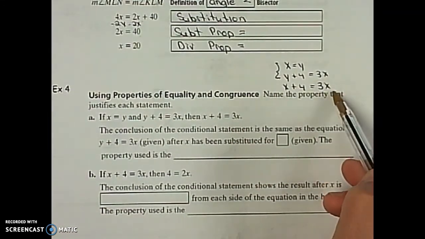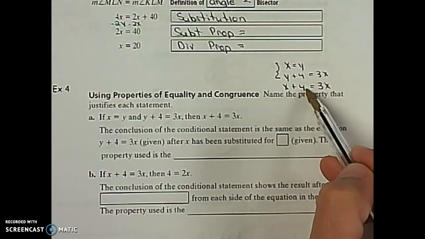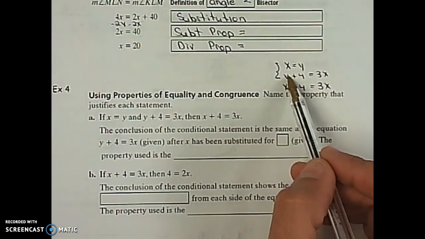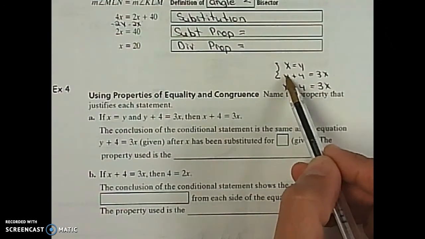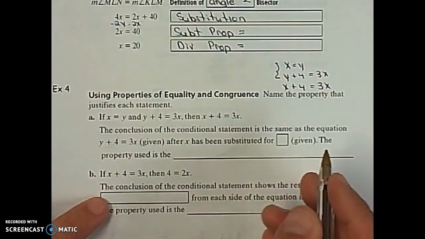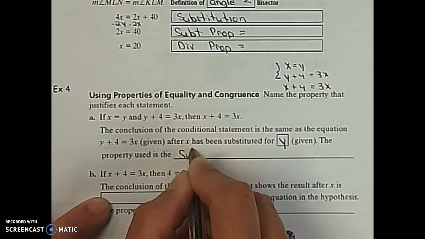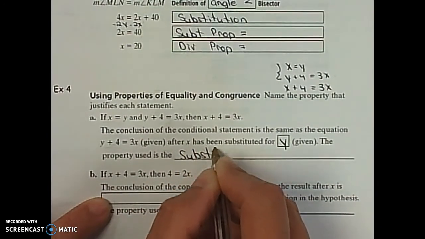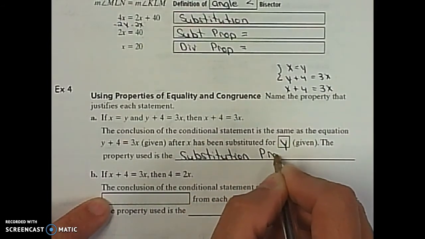Well, notice the 3x is still in the same spot. The 4 is still in the same spot. The only difference is we've replaced y with x. Again, the key word is we replaced. So we have x has been substituted for y. So the property we used is substitution property of equality.